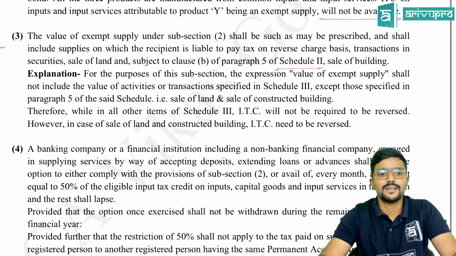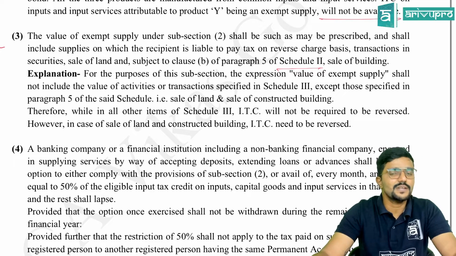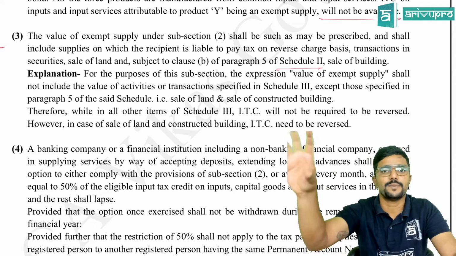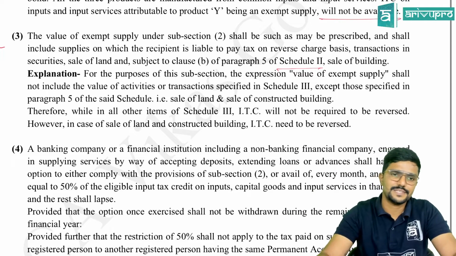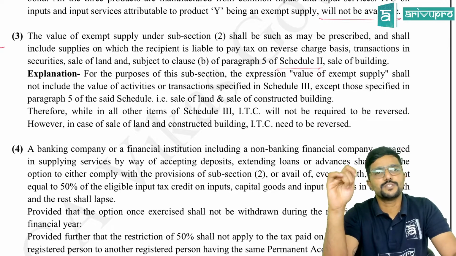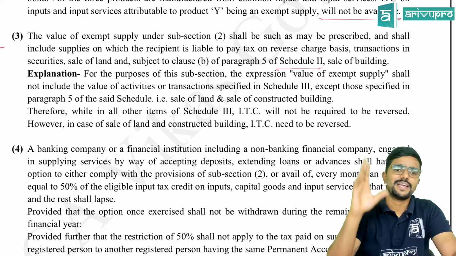Clear? Yes, sir. Therefore, in all other items of schedule 3, ITC will not be required to be reversed. However, in case of sale of land and constructed building, ITC needs to be reversed, because we are treating sale of land and building as exempt supply. You cannot claim ITC on that. So if you have claimed, or if there is any element of that, you need to reverse that part. Clear? Yes, sir. So I have explained subsection 3 in detail, but still don't break your head on this subsection 3 too much. That is what I can tell.